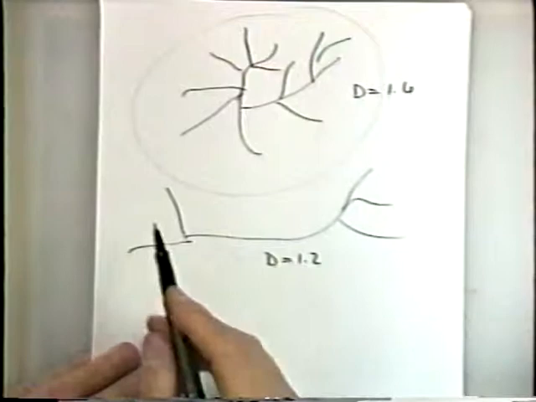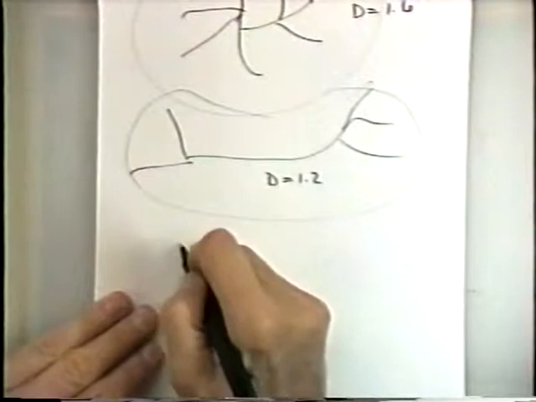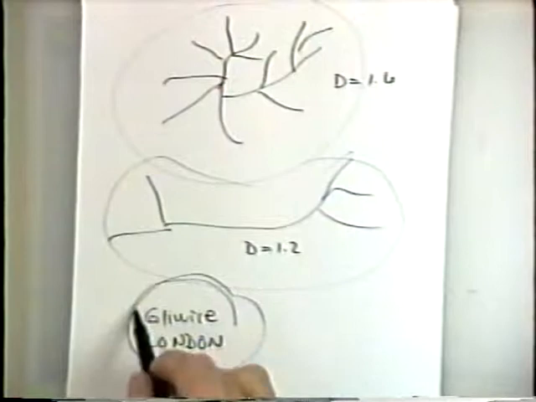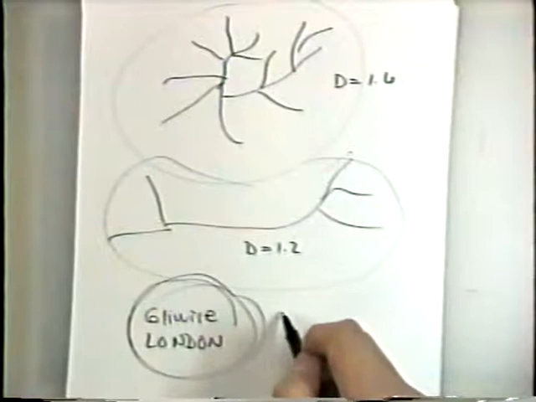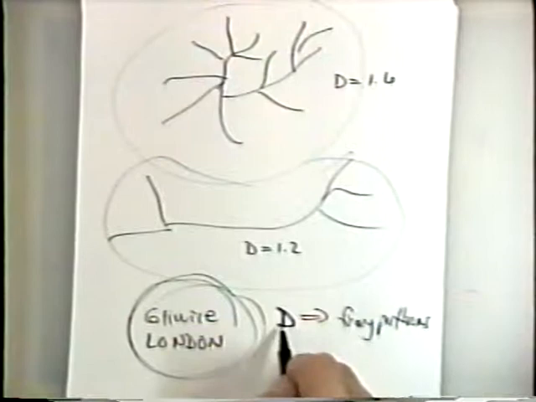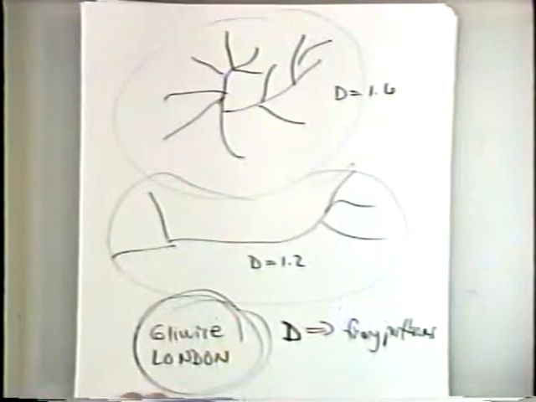It turns out that in collaboration with people in Gliwice in Poland and in London, these people have been looking at neurons in the retina and have been finding that different fractal dimensions have different electrophysiological firing patterns or responses to different stimuli. So there may be some functional relationship that you can pull out of the dimension that may be related to how the neurons are actually working.